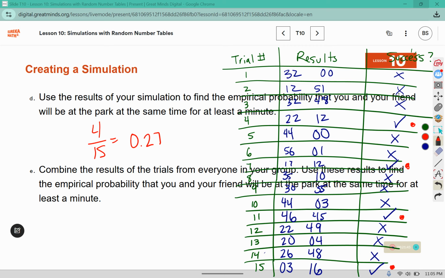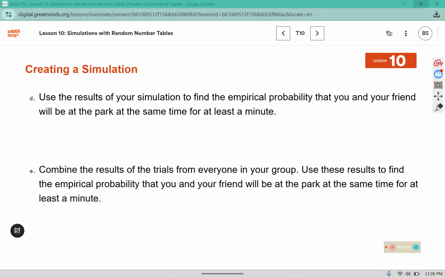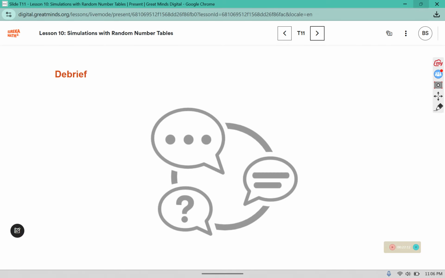And it says combine the results from everyone in your group to use them to find the empirical probability. Again, we don't have anybody else's data to use, so that would be something that you could do in class, but we don't have that ability to do here. If we did, we could say something along the lines of how many total times we did the experiment as a class and how many total successes we experienced, and write that as our theoretical or our empirical probability.